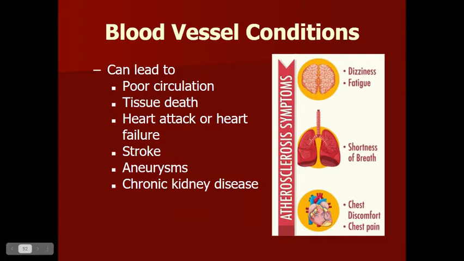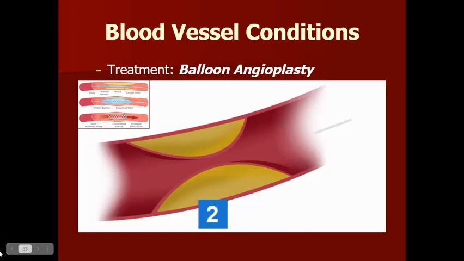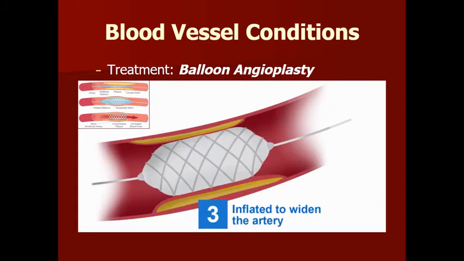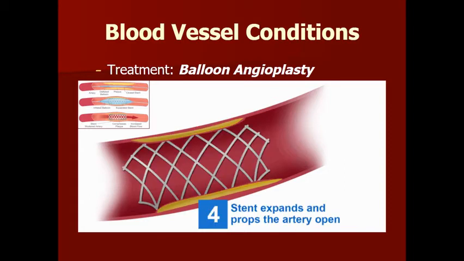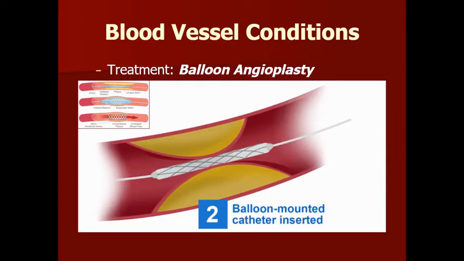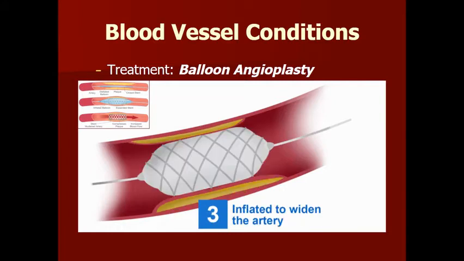It can lead to poor circulation, tissue death because it's not allowing the tissues to get oxygen, heart attack or heart failure, stroke, aneurysms, and chronic kidney disease. One kind of treatment for atherosclerosis is something called balloon angioplasty. What that is, they actually insert a catheter into a blood vessel that is starting to be blocked, and then they inflate a balloon that's on the catheter, and it helps to widen the artery.